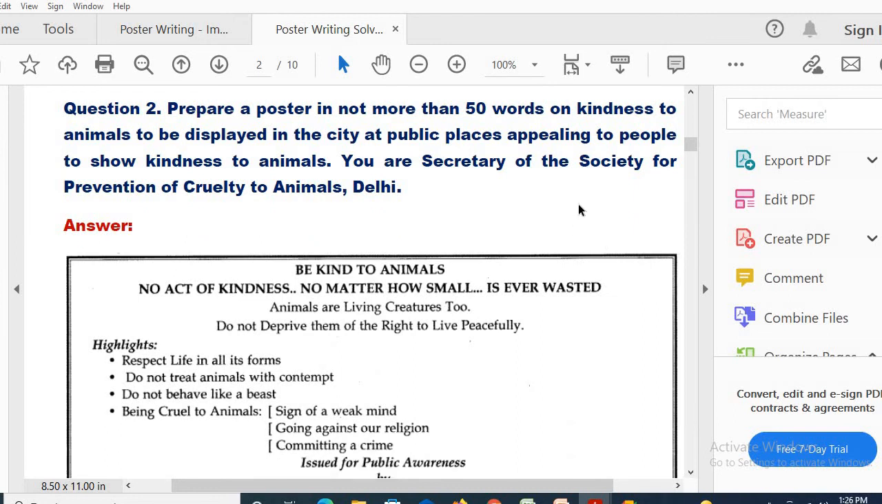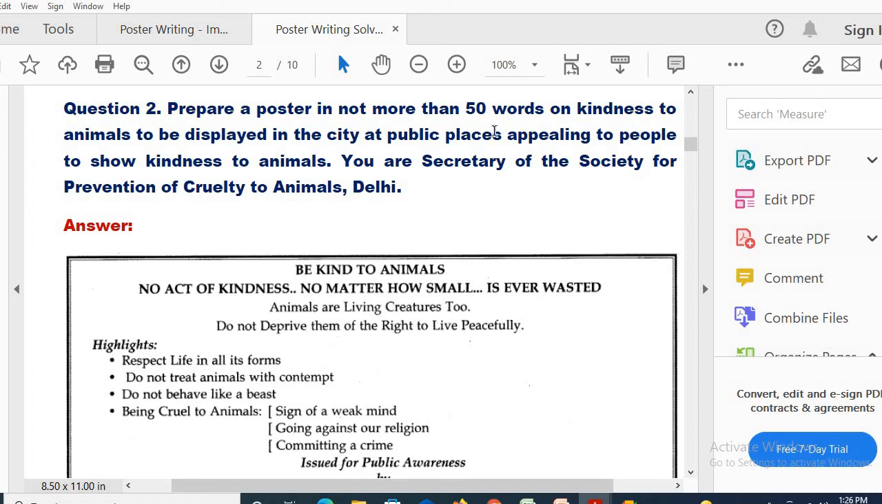Now it is related with showing kindness to animals, a poster related with cruelty. Okay, cruelty to animals, that we know. Okay, it is about showing kindness to animals. So how will you proceed? See, I hope the question is clear to all of you. I am elaborating the question.